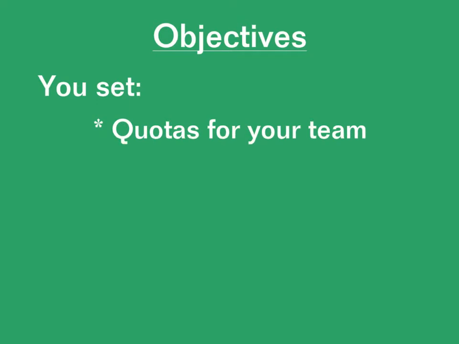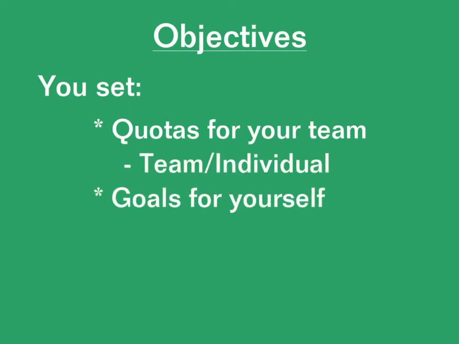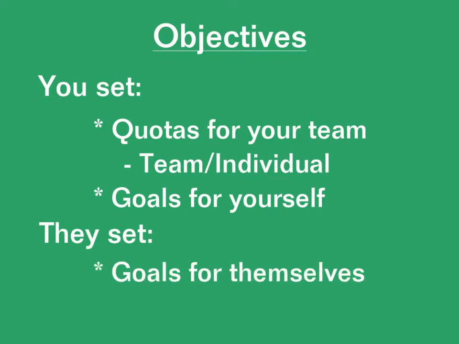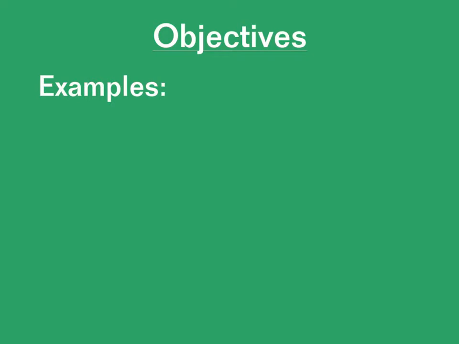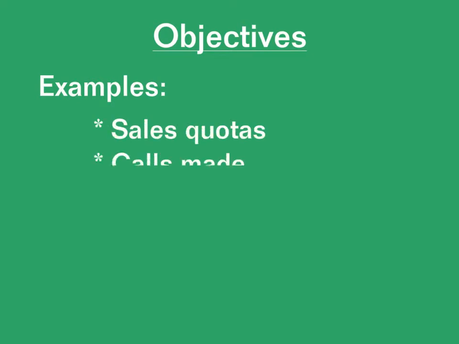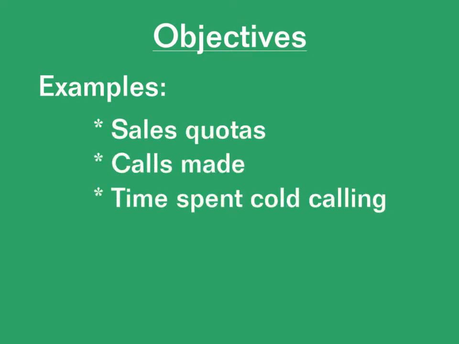You can set objectives for your direct reports, both team and individual objectives, and for yourself. The people on your team can also set their own goals in addition to the quotas you set for them. Objectives can be set for nearly anything that can be counted or measured. So not only can you set sales quotas, you can also set quotas for things like numbers of calls made, or amount of time spent cold calling, or following up with existing customers for new opportunities.